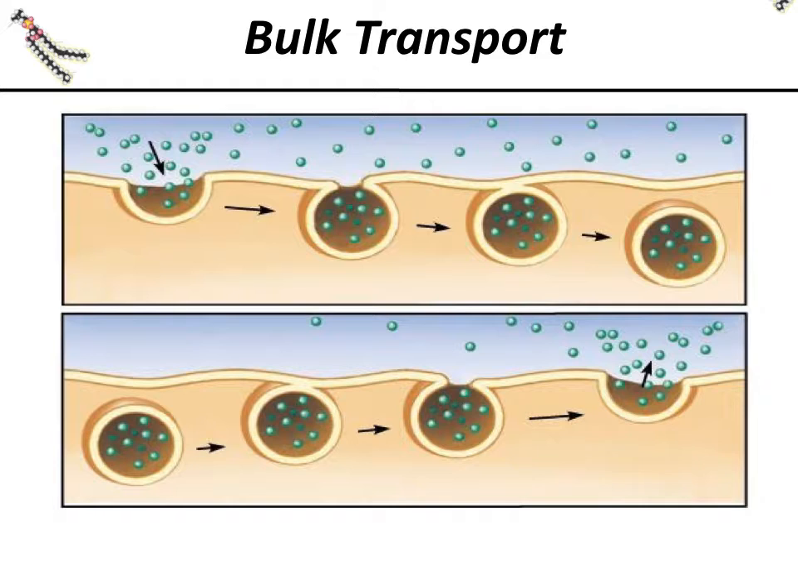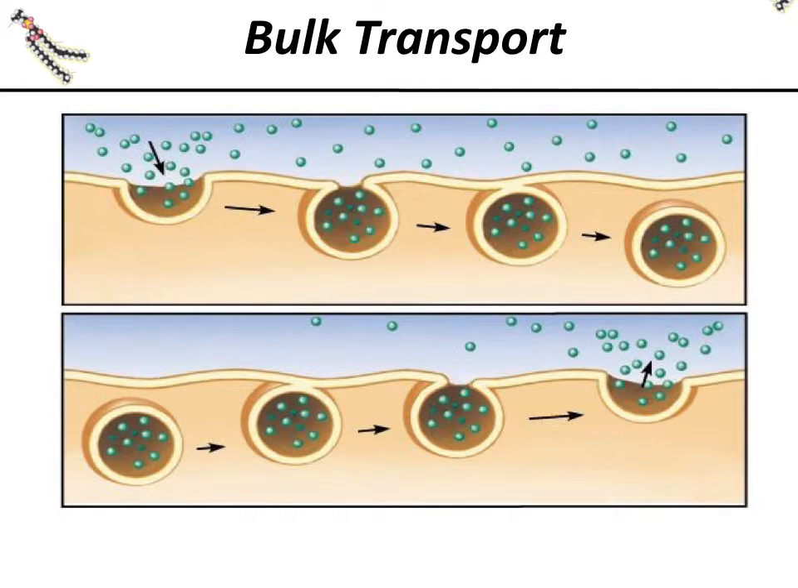Some cells need to transport molecules that are too large to fit through the membrane. Bulk transport allows the movement of these molecules using ATP. Due to the flexibility of the plasma membrane, membranes can change shape to surround and take in material from the outside. Taking in materials in this fashion is called endocytosis, and this is shown in the top diagram.